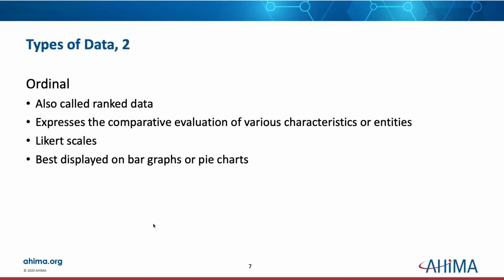You also have ordinal data, which can also be called ranked data. It expresses the comparative evaluation of several characteristics or entities. An example is using a Likert scale. It's best displayed on bar graphs or pie charts. And this is described for you at the top of page 76. A Likert scale, that's the 1 to 5. I like it a 4. I like it a 3. Those types of things. Out of a 1 to 5 type of situation.